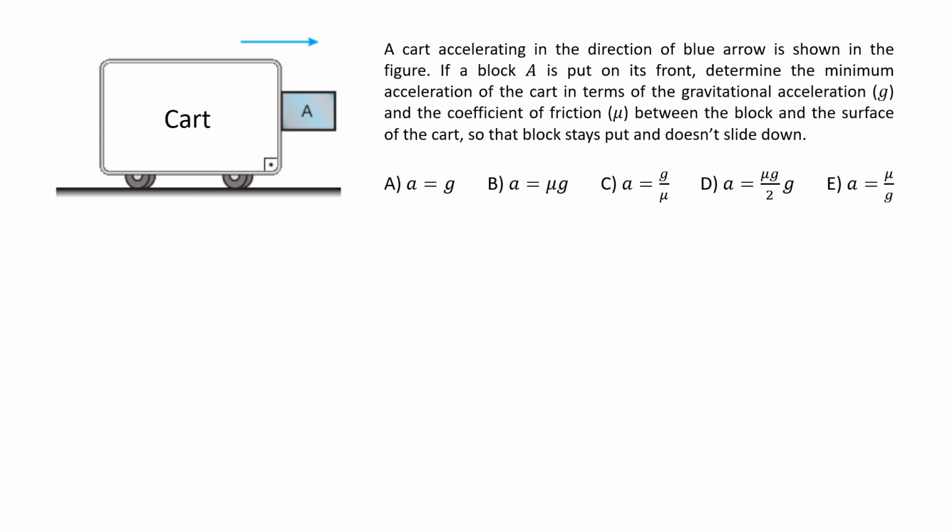A car accelerating in the direction of the blue arrow is shown in the figure. If a block A is put on its front, determine the minimum acceleration of the cart in terms of gravitational acceleration g and the coefficient of friction mu between the block and the surface of the cart, so that the block stays put and does not slide down.